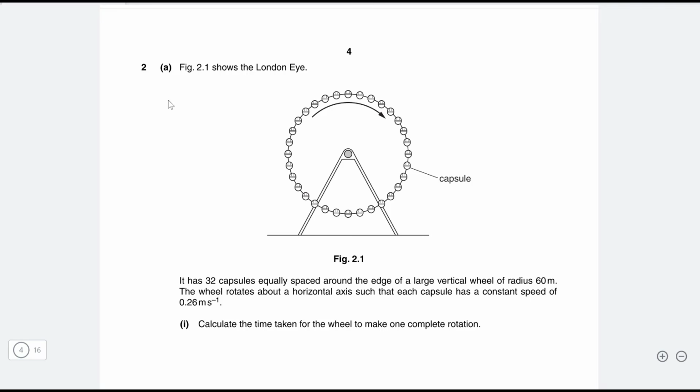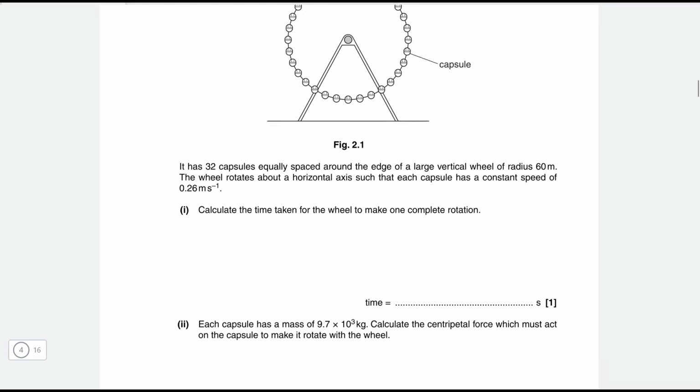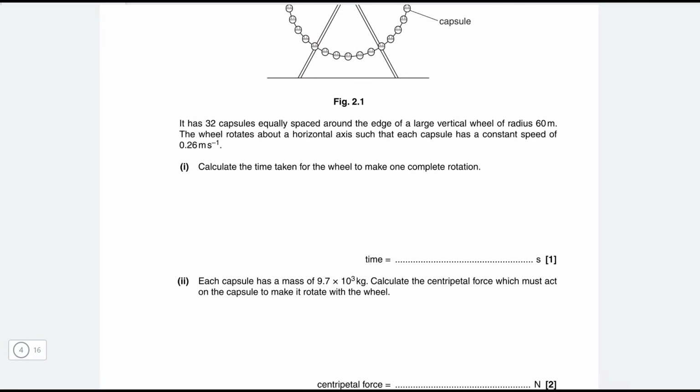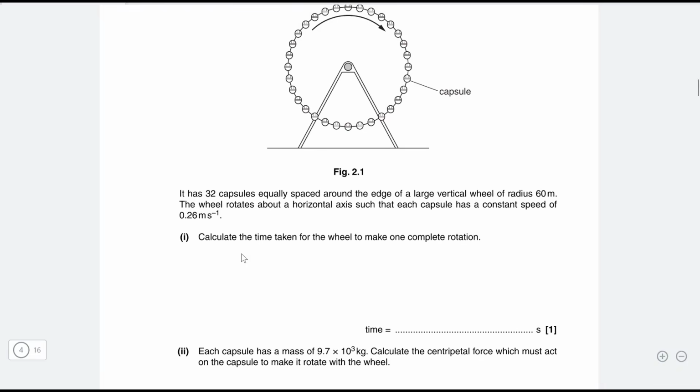description of this video. Okay, well, let's have a look at this question, which is question 2 from January 2010. So figure 2.1 shows the London Eye, and we have a little drawing here of the London Eye. It has 32 capsules equally spaced around the edge of a large vertical wheel of radius 60 meters. The wheel rotates about a horizontal axis such that each capsule has a constant speed of 0.2 meters per second. Calculate the time taken for the wheel to make one complete rotation.